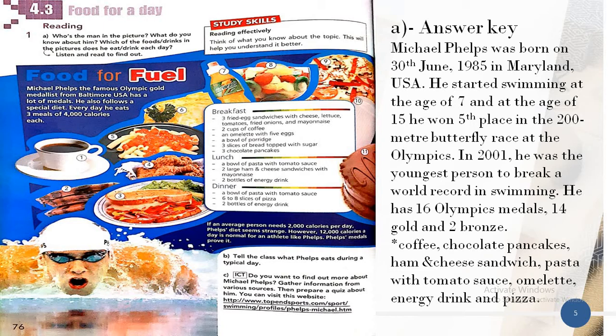Good. So the second part of the question is, which of the foods and drinks in the picture does he eat or drink each day? So we have here the coffee, chocolate pancakes, ham and cheese sandwiches, pasta with tomato sauce, omelette, energy drinks, and pizza. So all this food is a part of his meals in a day.